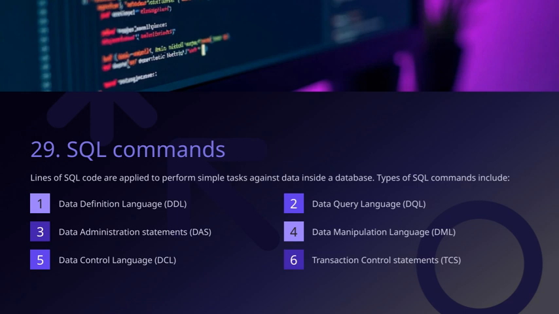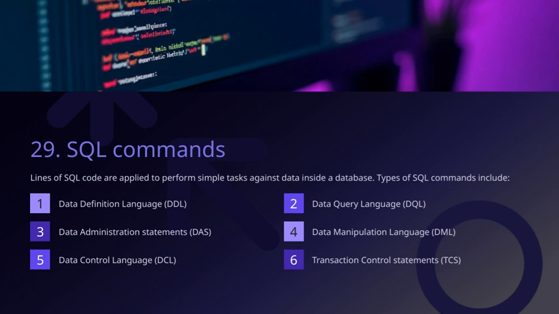Moving on, data query language, or DQL, primarily involves the select statement. This is what allows us to retrieve and view data from the database. It's fundamental because it enables us to ask questions and get the information we need. Then there's data control language, or DCL. Commands like grant and revoke fall under this category, and they're crucial for managing permissions and security within the database, controlling who can access or modify data.